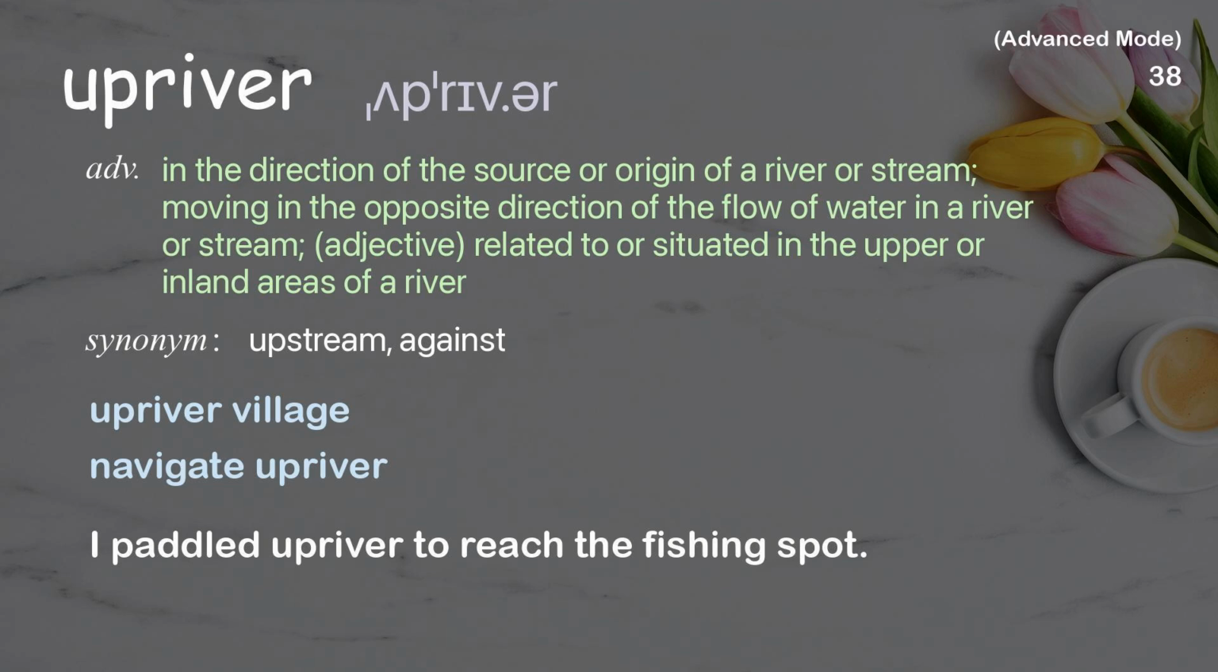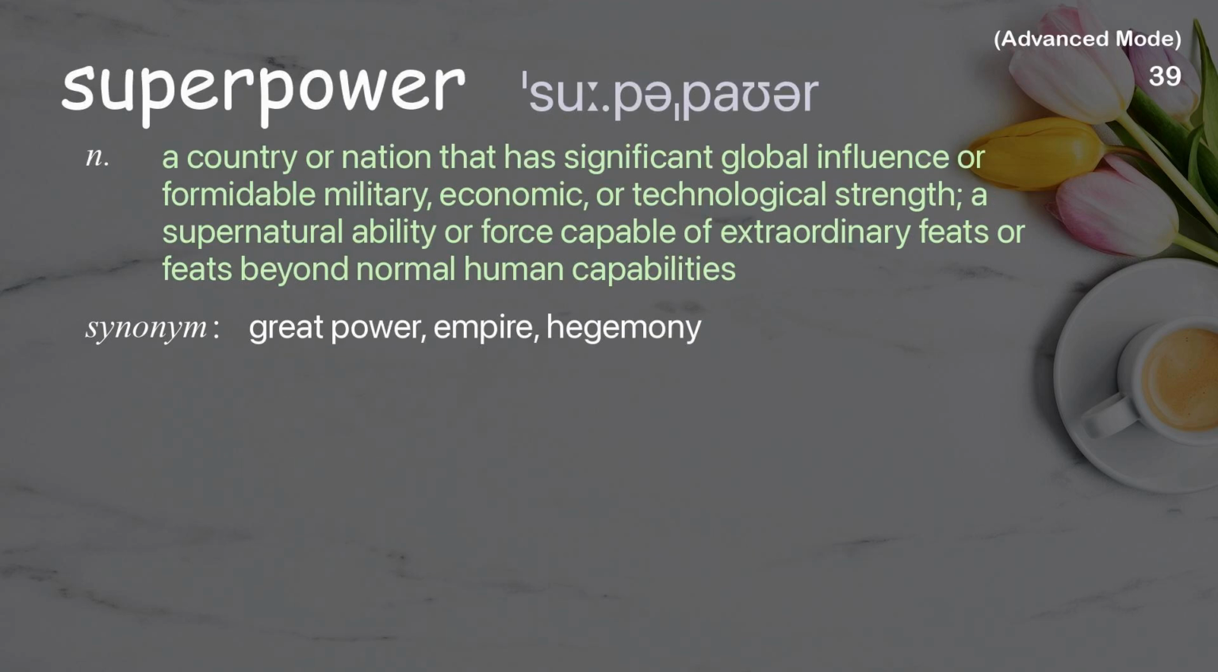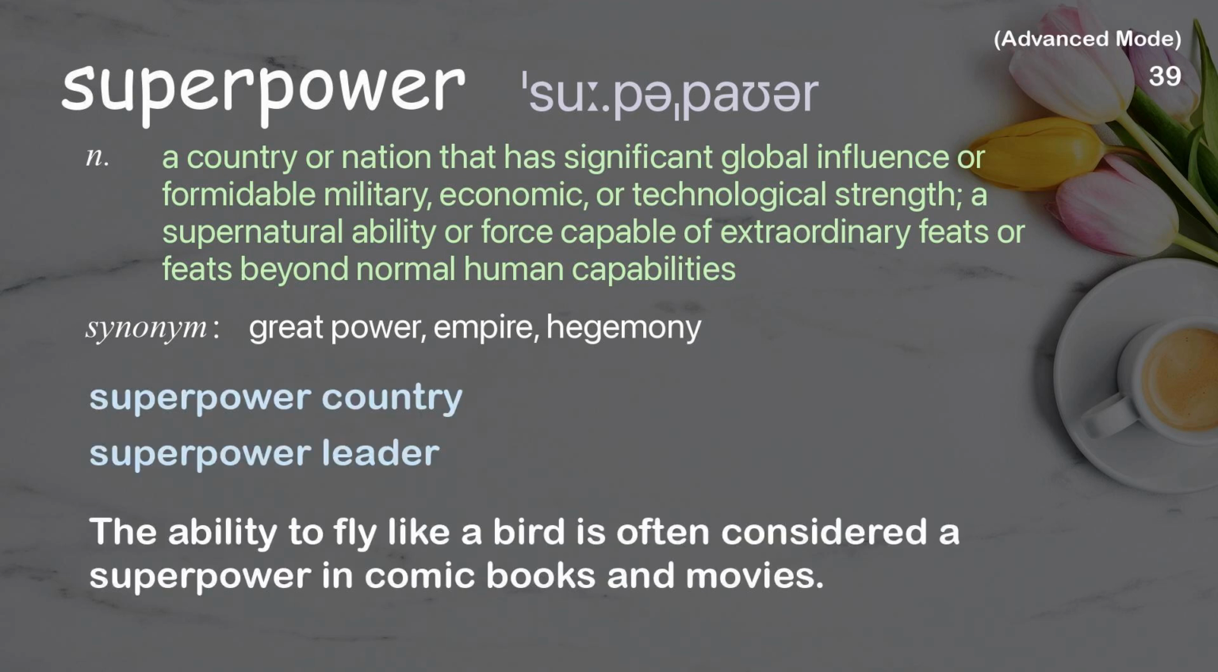Superpower. A country or nation that has significant global influence or formidable military, economic, or technological strength. A supernatural ability or force capable of extraordinary feats or feats beyond normal human capabilities. Examples: Superpower country. Superpower leader. The ability to fly like a bird is often considered a superpower in comic books and movies.